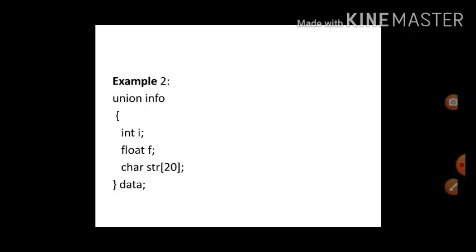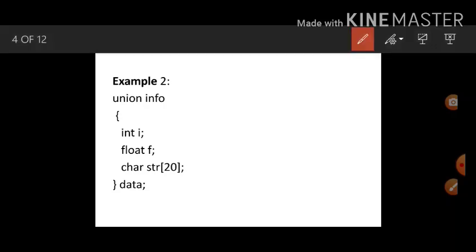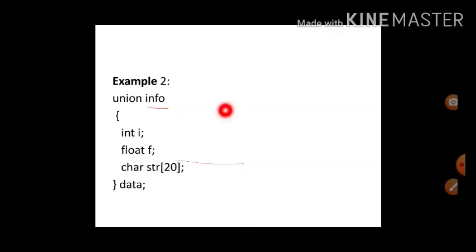Another example, now the name of the union we choose is info. So, we write union info. Now, we declare our variables. There is one integer I, a floating point number f, a character string of size 20. Here I am declaring a variable data of type union info.